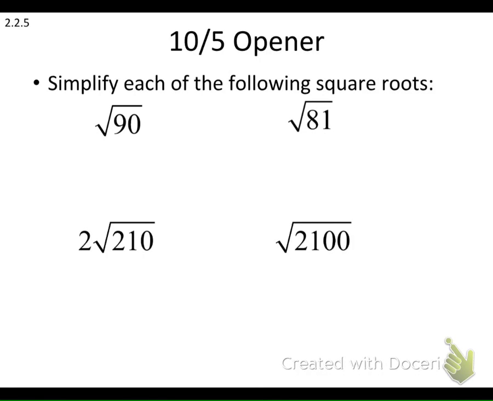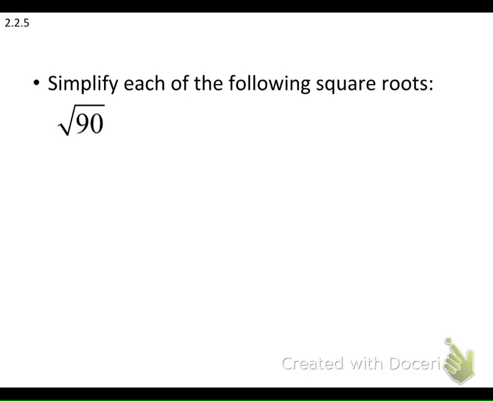Today is October 5th. You guys need to pay close attention to this opener because it's going to closely resemble your quiz, which you're going to take after the opener. So the first thing that I would recommend that you do is get your simplifying square root notes out that we took on Monday and Tuesday and use those to help guide you through.